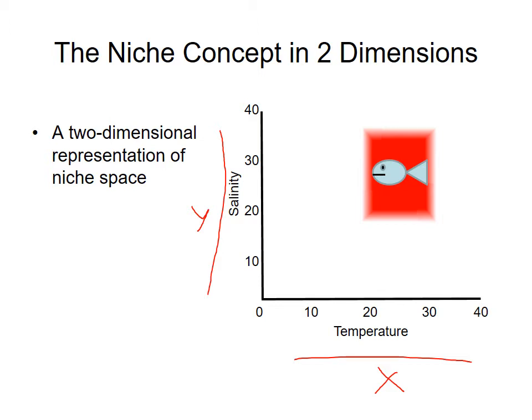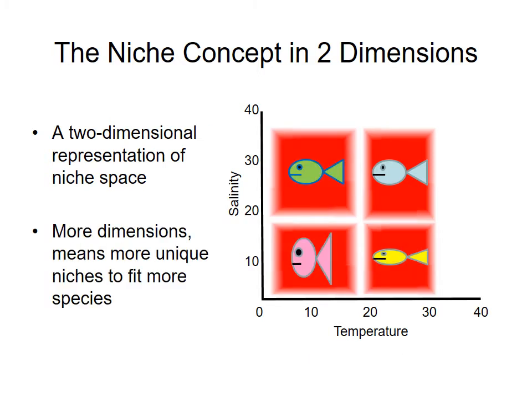for this species. And as we add more dimensions to our model, we see that there's more room to stack different species in there. With each new dimension, there's more ways that you can divide up the range of conditions in the environment, with each species having a unique set of conditions that it occupies without overlapping with the range of conditions that the other species occupy.